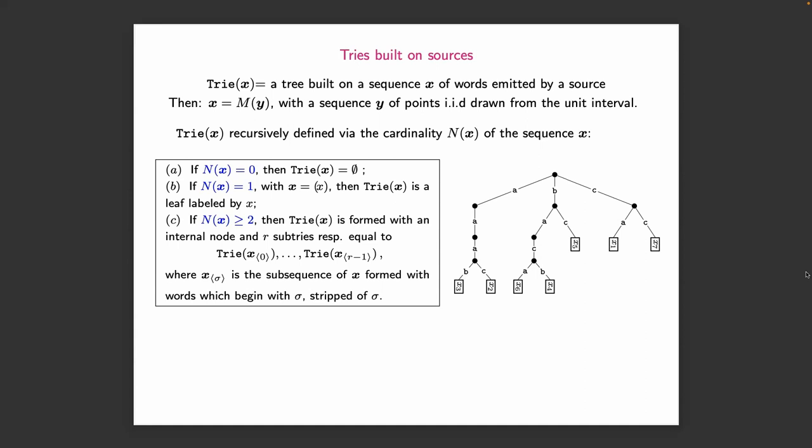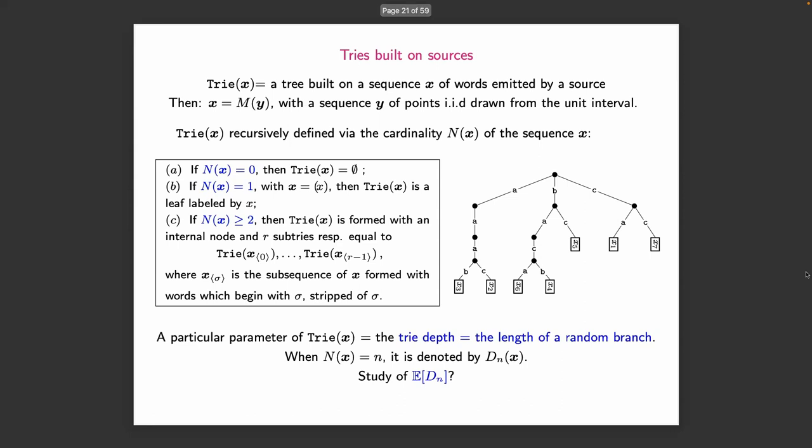A, B, C, I put on the left branch all the words which begin with A, in the middle all the words which begin with B, and then on the right all the words which begin with C, and I continue at this level, but here I strip the symbol A because all these words in this branch begin with A. Okay, and I stop when I have obtained this fact or this fact.